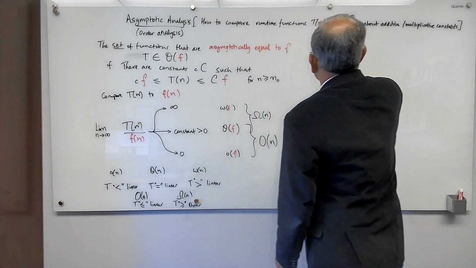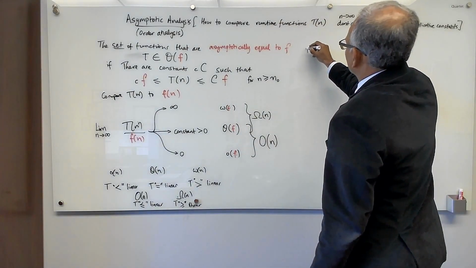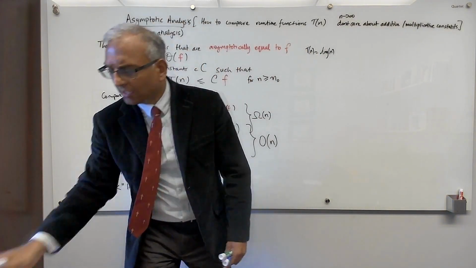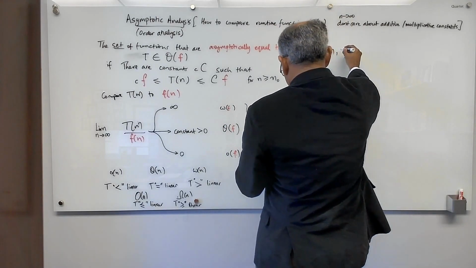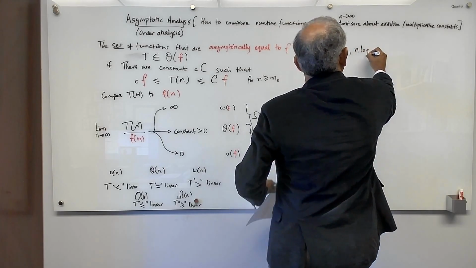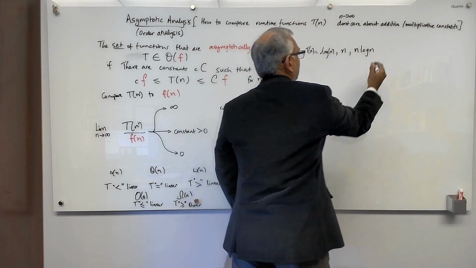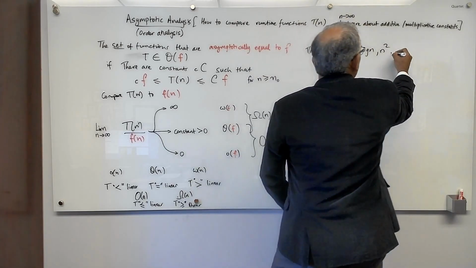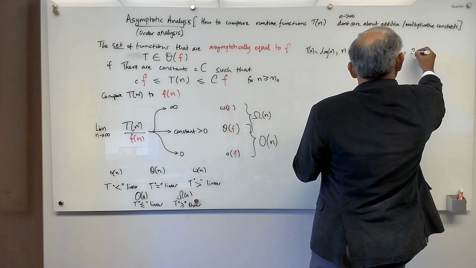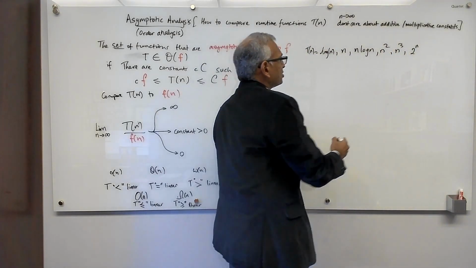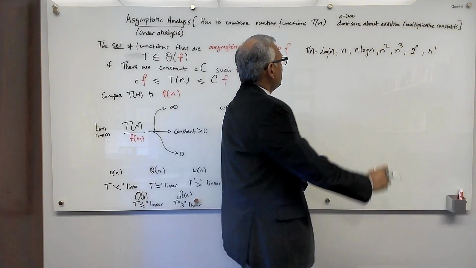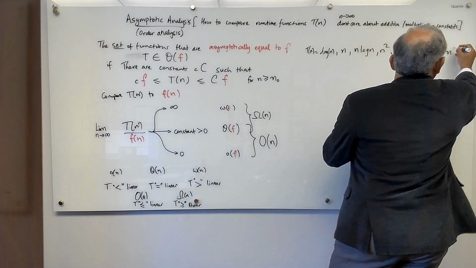If t of n is log n, we say that the running time is logarithmic. If t of n is n, that's linear. If you have n log n, we say that's log linear. If you have n squared, that's quadratic. If you have n cubed, a cubic algorithm. If you have 2 to the n, we say your algorithm's running time is exponential. And if your running time is n factorial, this is what we call a factorial algorithm.